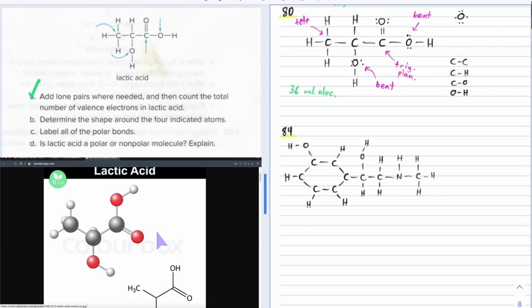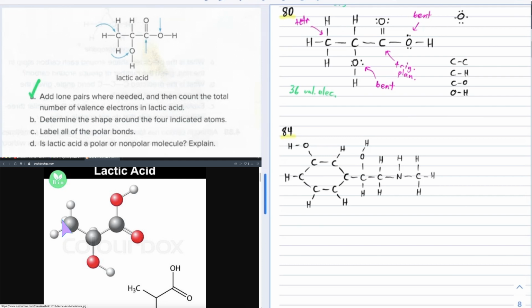Here it is. If you could imagine, this molecule is kind of rotated a little bit. Okay, so you've got the carbon on the left. The atoms around it are tetrahedrally arranged. So it's kind of hard to see that.